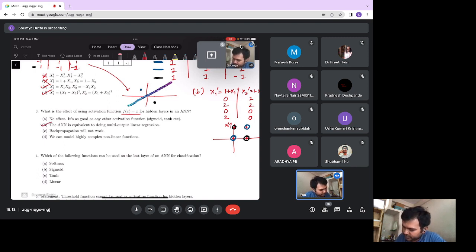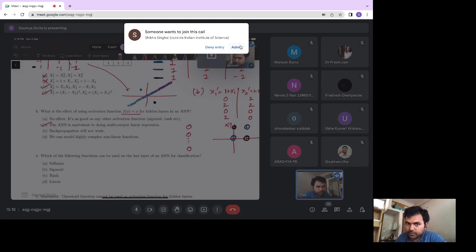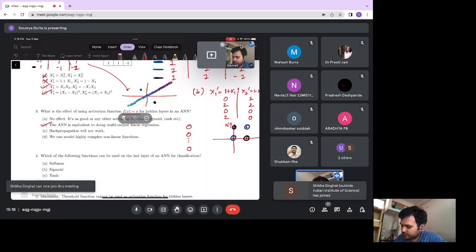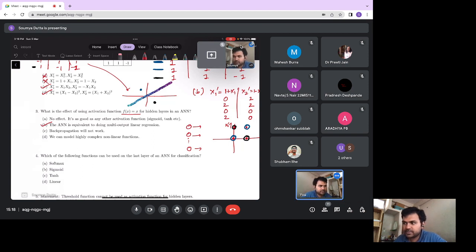Why multi-output? Because the final layer will have multiple nodes, and therefore each of them will give out some real values, and it will be like you have taken some input features, you are multiplying them with some matrix, and you are giving out some output. If you don't have any nonlinearity, then that means you are just doing normal linear regression.